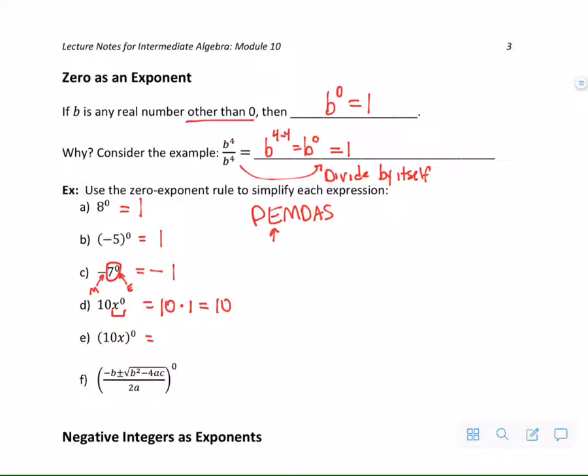But what about E? It's 1. Everything raised to the 0 power is 1. And F, 1. Even if the thing inside that parenthesis is a big nasty thing, you raise it to the 0 power, it's still 1.